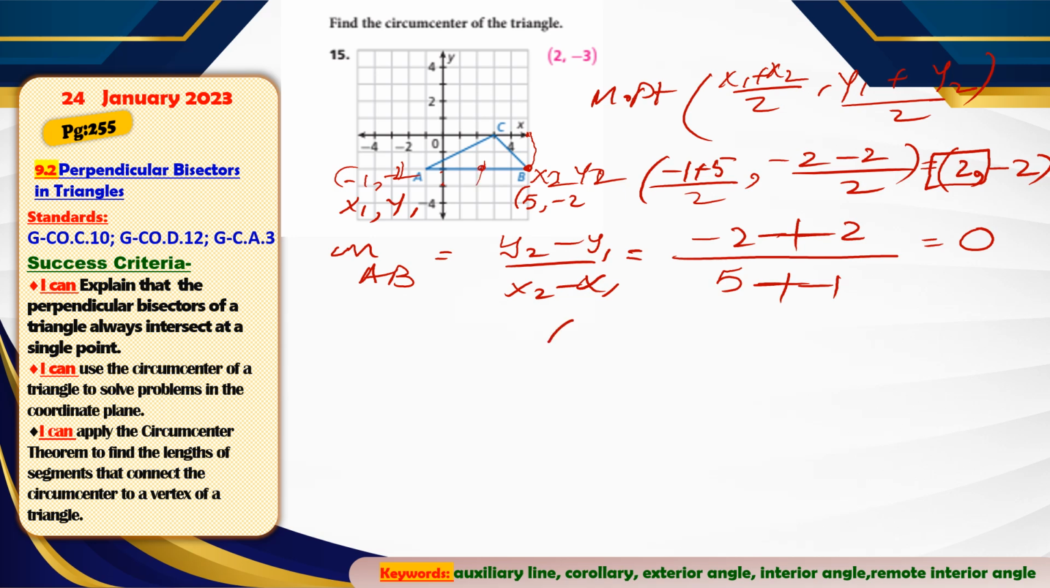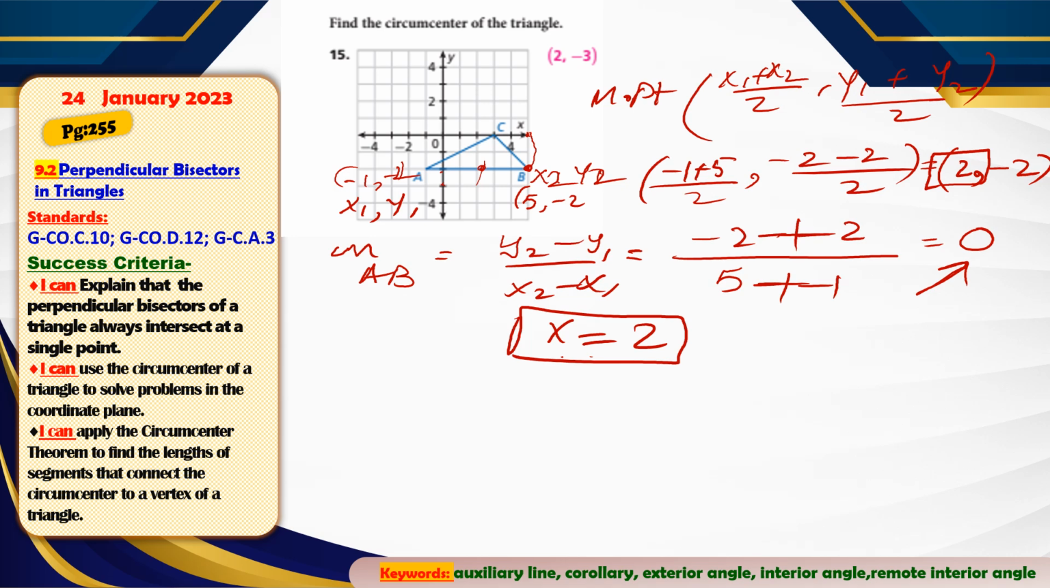So x equals to 2 is the equation of the perpendicular bisector. Why? Because the slope of the perpendicular bisector of AB will be undefined. That's why the equation of the bisector will be x equal to 2.